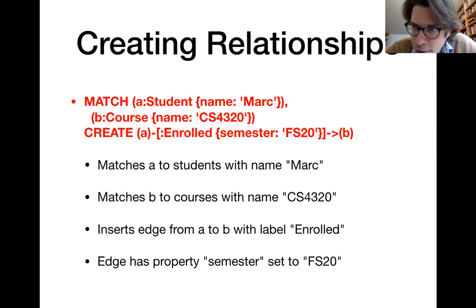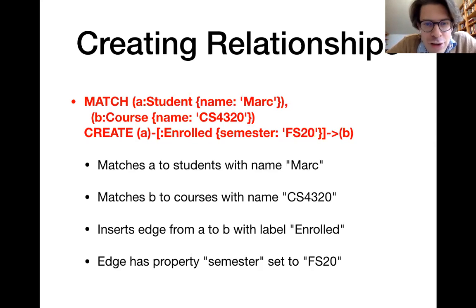set to CS4320. And then following that, we have the create command. So here we create a relationship between those two nodes. We have a, the variable from before, and b, the other variable from before. And now I'm creating a directed edge from a to b. So this notation is relatively intuitive. You see that the edge is represented by essentially a little arrow in ASCII representation. Also, we have given a label to that edge, which you have between the square brackets.